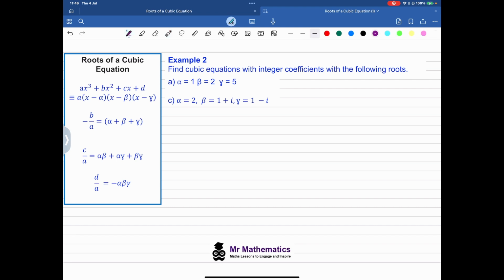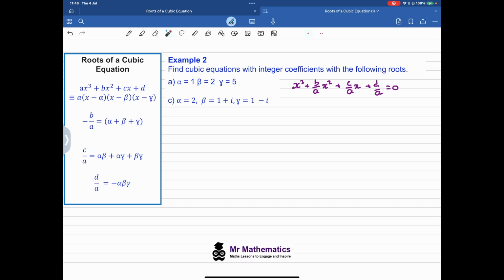So if we have a general cubic equation given in this form, then we can divide every term by a. So we'll have x cubed plus b over a x squared plus c over a x plus d over a, and this will equal 0. And we can work out these coefficients using these equations.